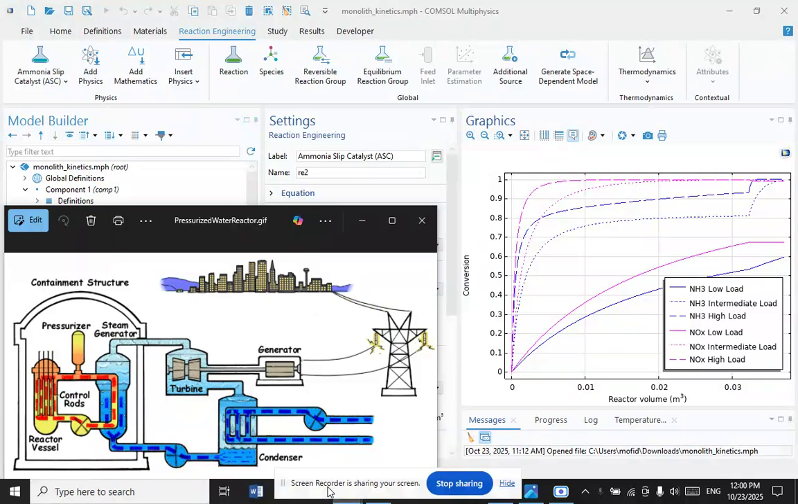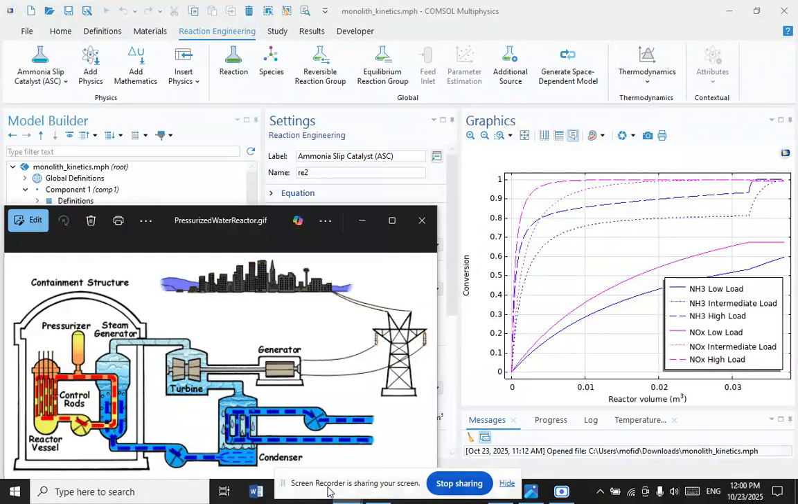Monolith kinetics refers to the study of reaction rates in monolithic reactors, which are ceramic structures with a network of parallel channels that support catalysts. It involves deploying and using chemical kinetic models to understand and optimize how chemical reactions happen within these reactors, which are widely used in industries like petrochemicals and automotive catalytic converters.